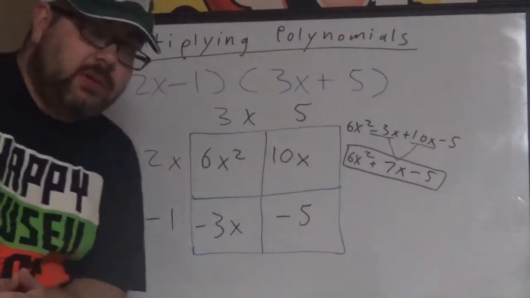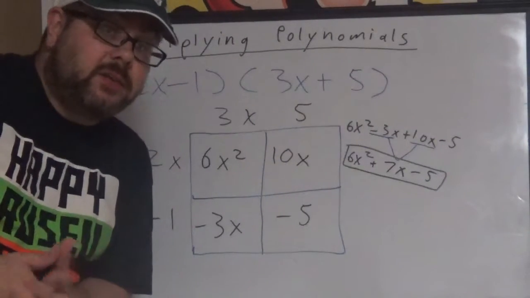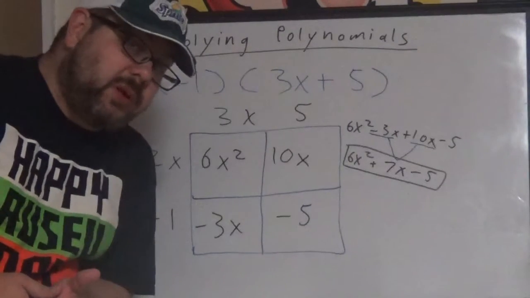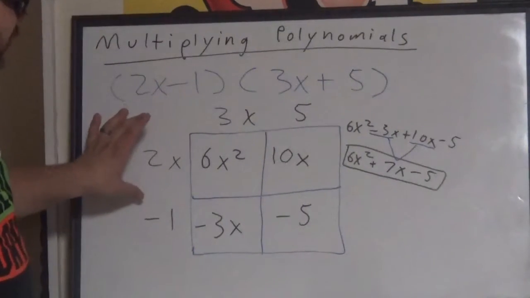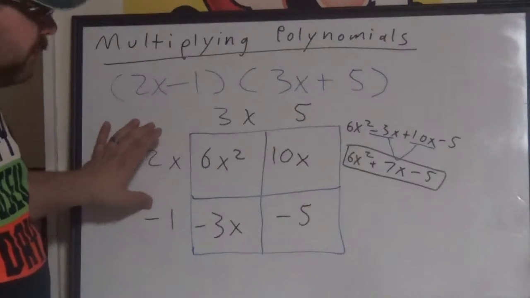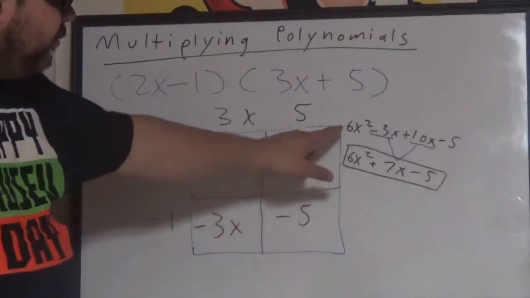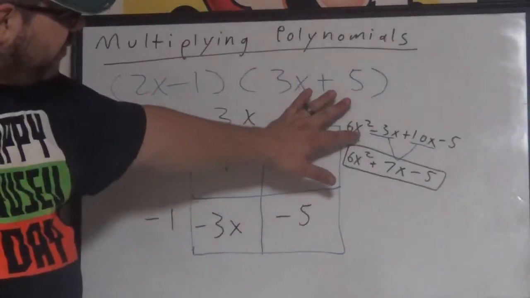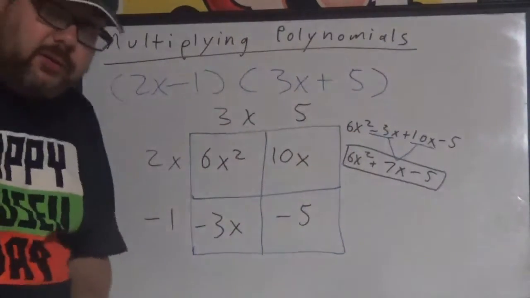And that's it. So multiplying polynomials, it involves using the distributive property. I like it in the form of an area model or box method. And then it involves doing your multiplication and then combining any like terms that you may have.